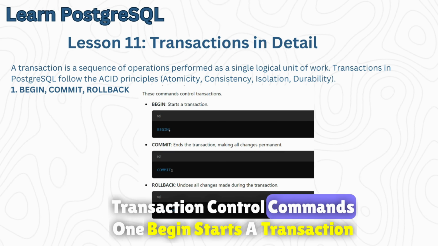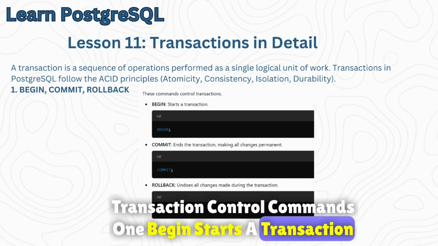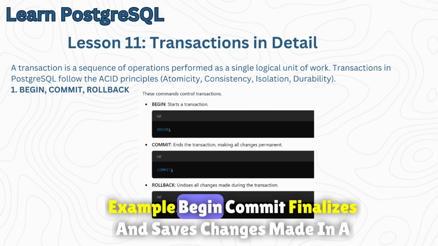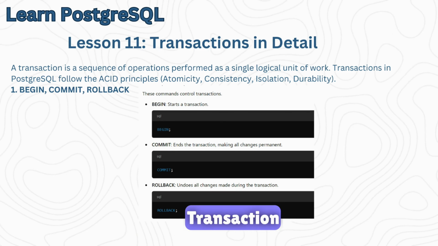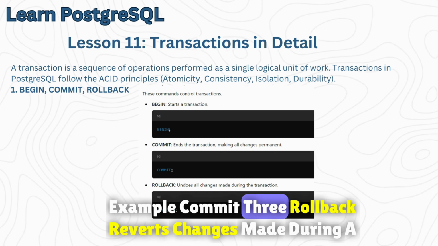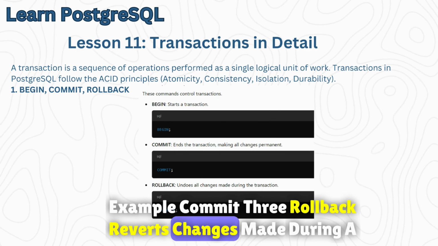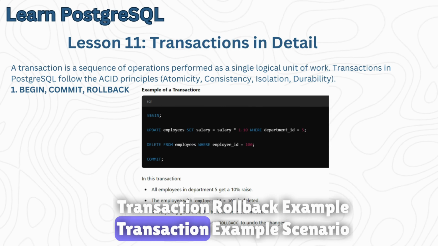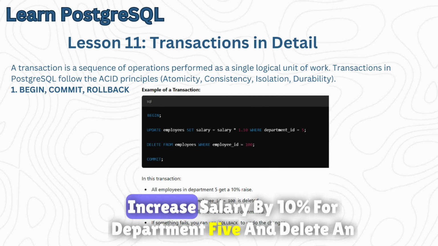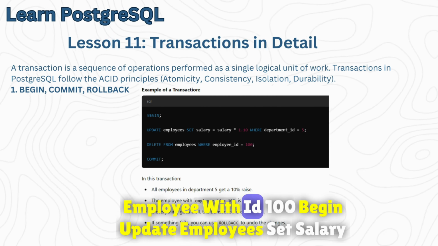Transaction control commands. 1. BEGIN starts a transaction. Example: BEGIN. 2. COMMIT finalizes and saves changes made in a transaction. Example: COMMIT. 3. ROLLBACK reverts changes made during a transaction. Example: ROLLBACK. Example transaction. Example scenario: increase salary by 10% for department 5 and delete an employee with ID 100.